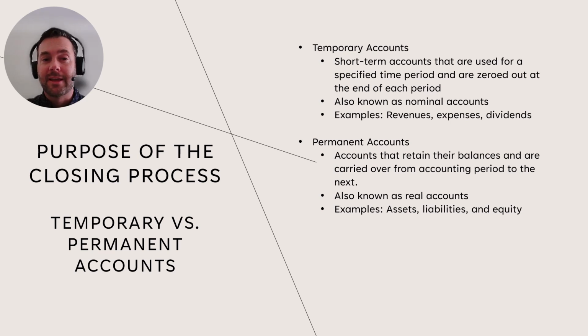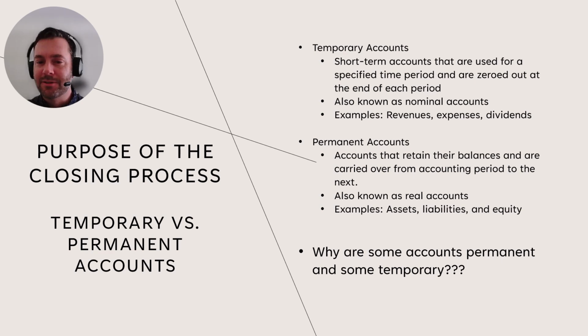Permanent accounts are pretty much just the opposite. Their balances are not zeroed out and they are carried over from one accounting period to the next. Those are also sometimes called real accounts. Examples include assets, liabilities, and equity. And something that you might have noticed: revenues, expenses, and dividends are accounts that show up on the income statement. Assets, liabilities, and equity are accounts that show up on the balance sheet.